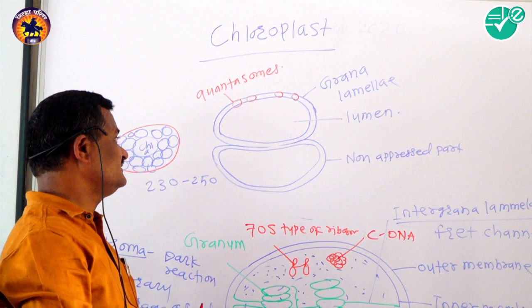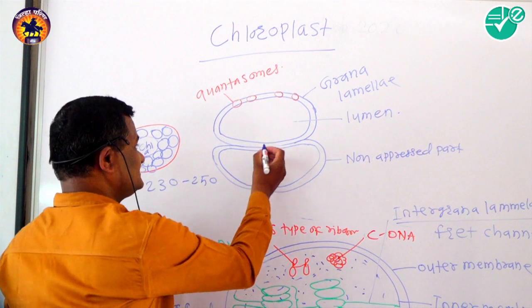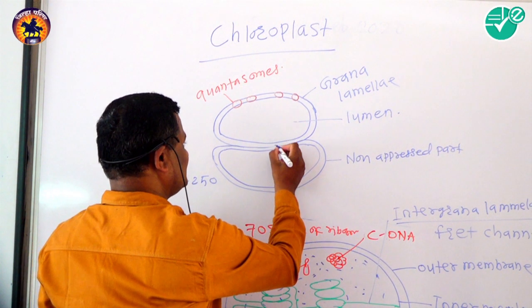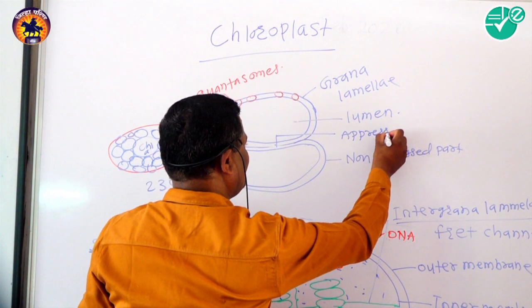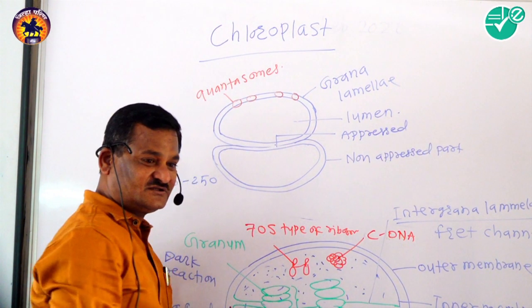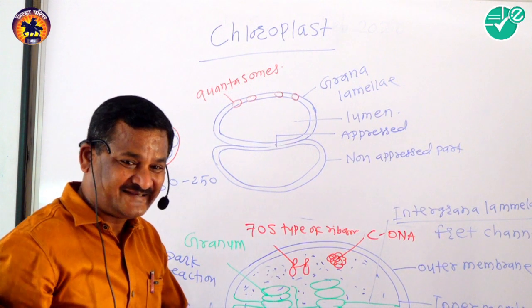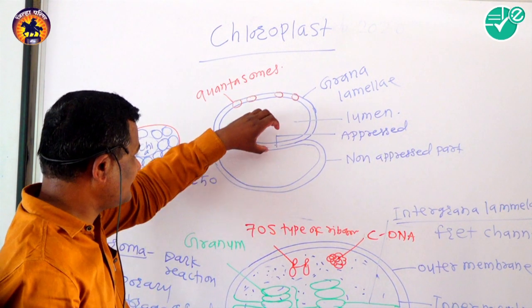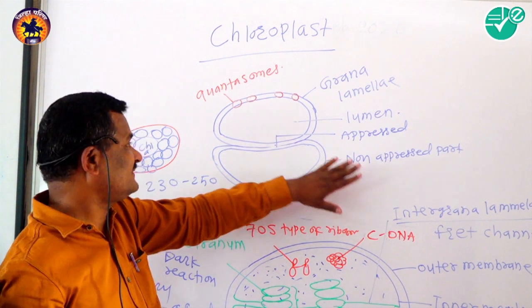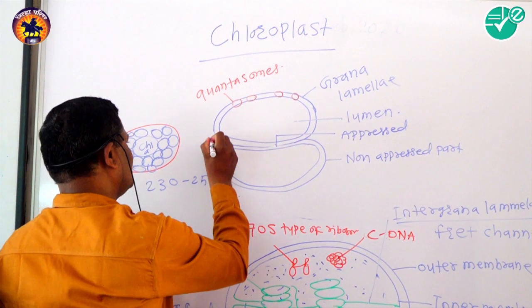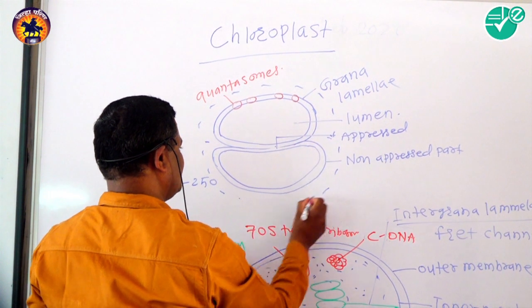Then this part is the appressed part of the thylakoid. What is the appressed part of the thylakoid? The part of the thylakoids that are in contact with each other, and not in contact with the stroma. Outer to the thylakoid, the stroma is present.